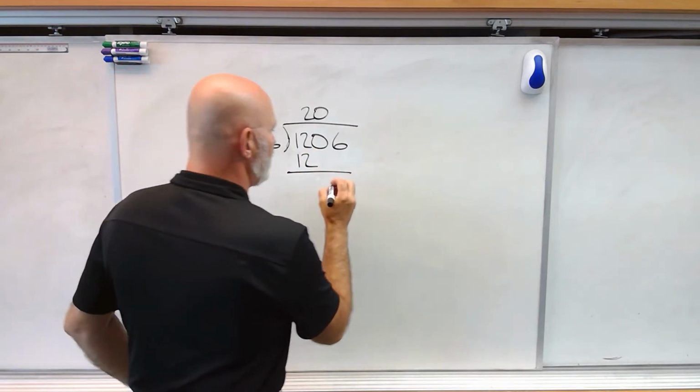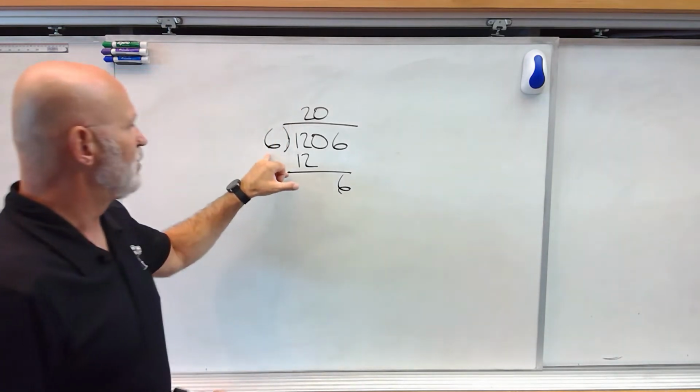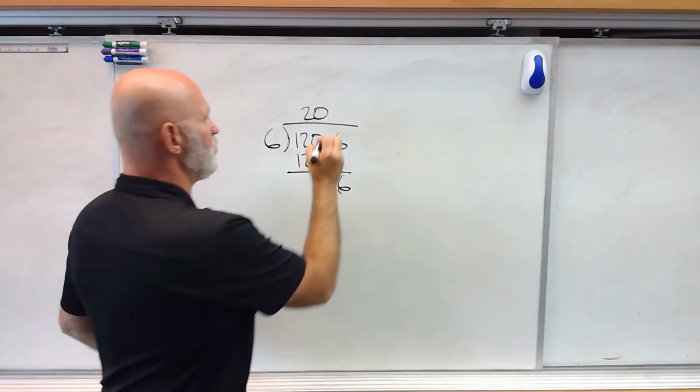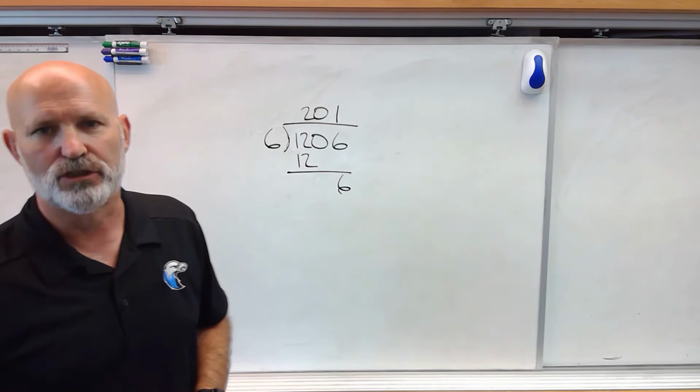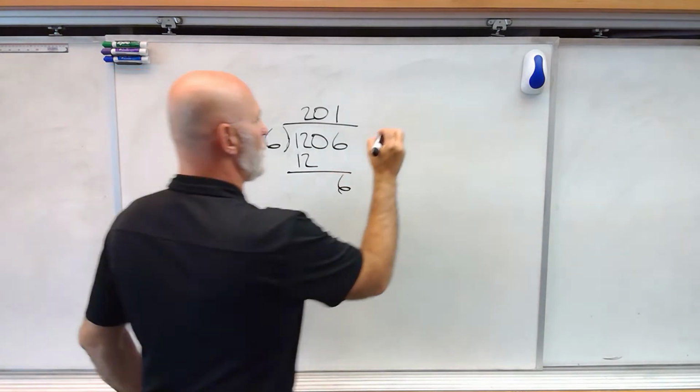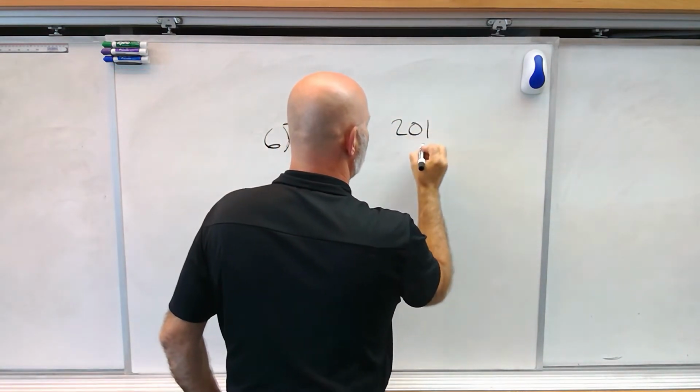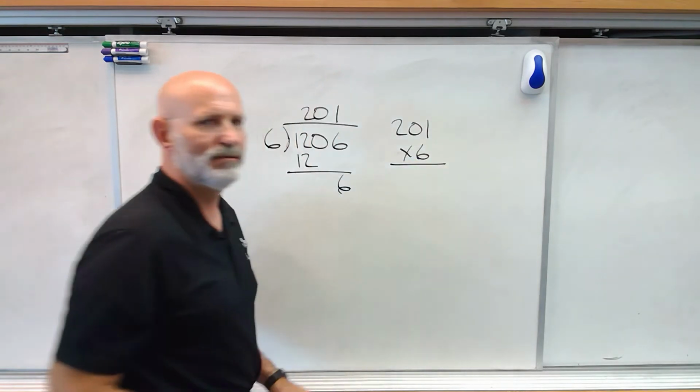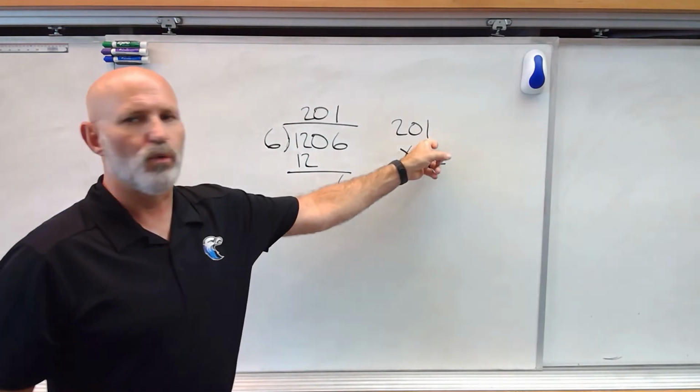Okay, now I'm going to bring down my 6. Now 6 goes into 6 one time. So my answer is 201. Now I know that's right because if I take 201, multiply it by 6, I've got 6 times 1 is 6.